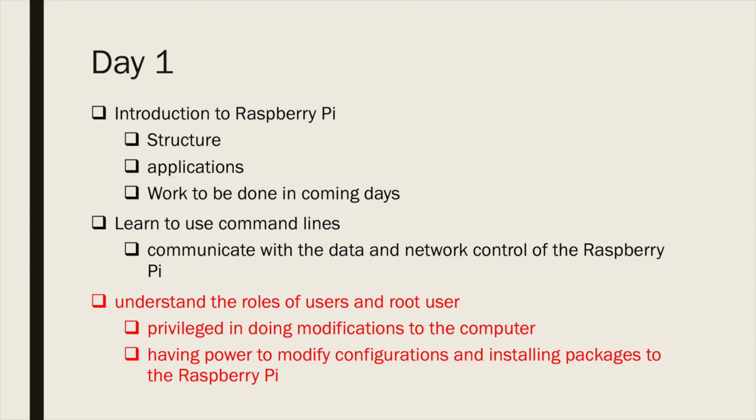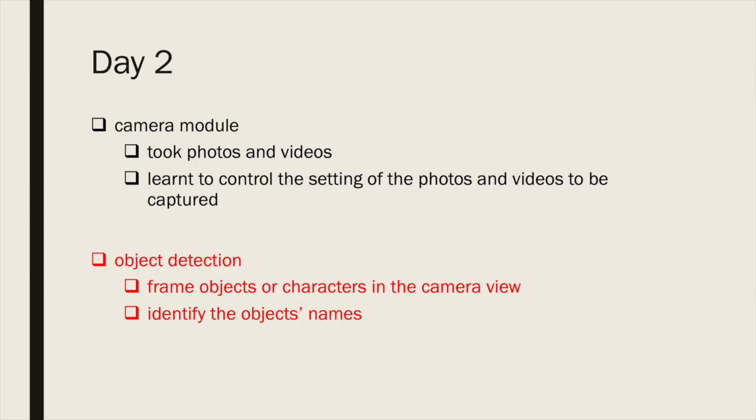For example, create, delete, move, and rename files and directories in the file system, and build connections with another computer, allowing remote control and file transfer between computers. The highlight of the day was to understand the roles of users and root user. For example, the root user is privileged in doing modifications to the computer, having power to modify configurations and install packages to the Raspberry Pi. Moreover, we had a simple revision on Python because some parts of the Raspberry Pi can be programmed by Python code for different applications.